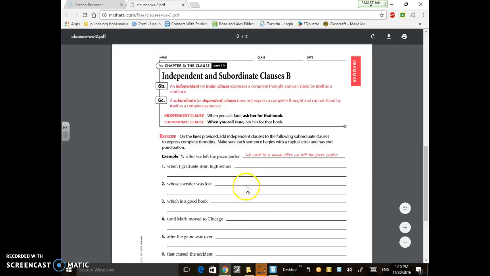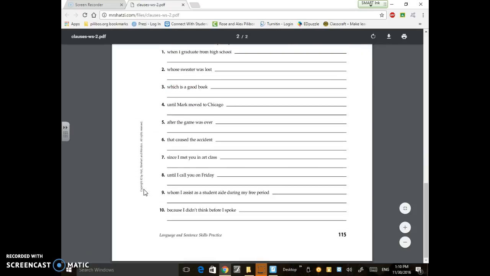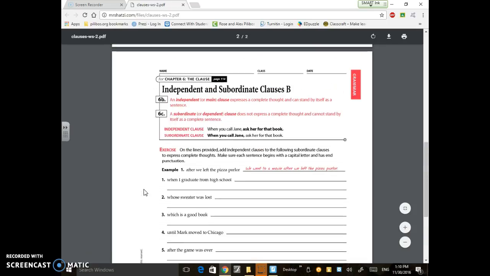If you've printed this out, you can do this right here. If you're writing it on a piece of paper, just number 1 through whatever it is, 1 through 10, and just write the sentence on the paper.